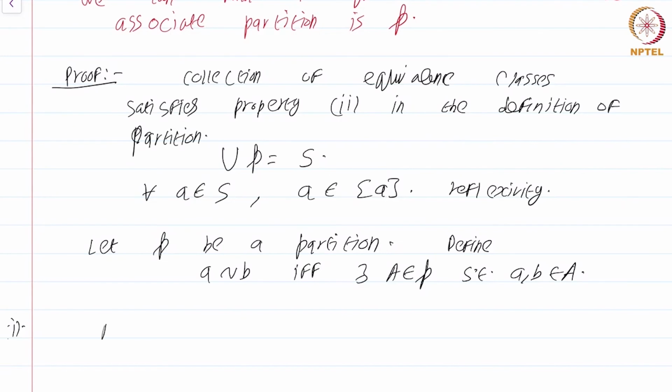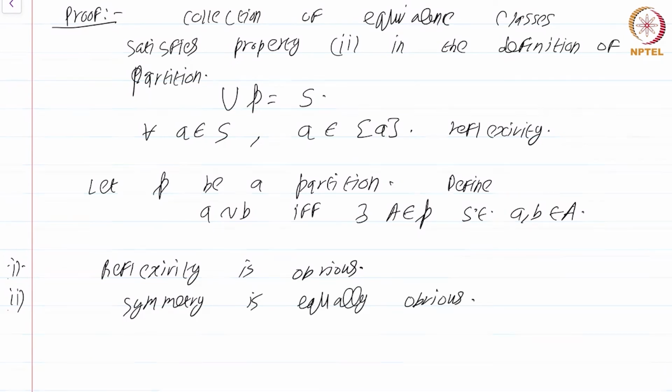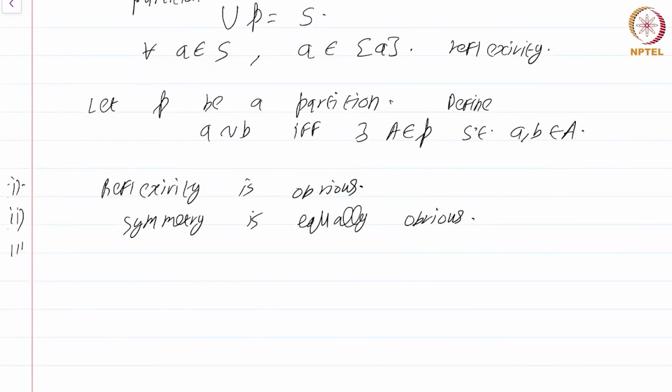Now first, reflexivity is obvious. Why? Because A, A will belong to the set. Second, symmetry is equally obvious. If A, B belong to the set, then B, A also belongs to it. Third, transitivity is also equally easy.